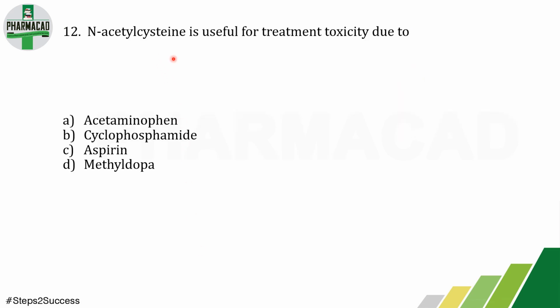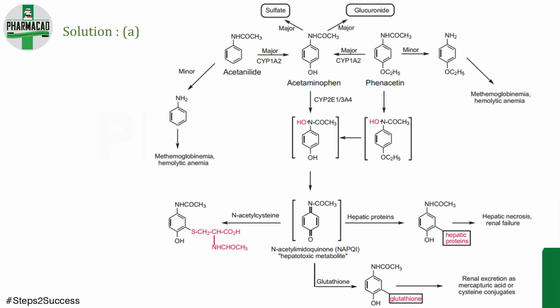Next question, N-acetylcysteine is useful for treatment of toxicity due to which of the following drugs? Is it acetaminophen, cyclophosphamide, aspirin, or methyldopa? So we have N-acetylcysteine. We should know that N-acetylcysteine is the famous antidote for the toxicity which is caused by acetaminophen. Now, acetaminophen has a very interesting metabolic pathway.